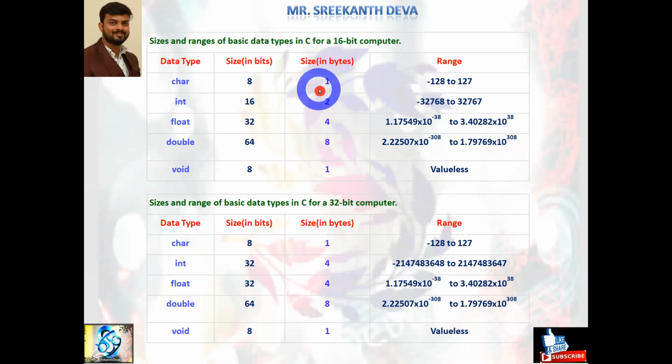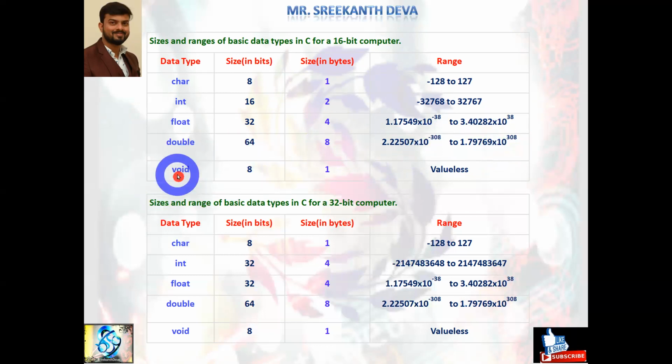Float occupies 32 bits, which means 4 bytes of memory. 8 bits represents 1 byte, so 32 bits means 4 bytes of memory. Its range is 1.17 into 10 to the power of minus 38 to 3.4 into 10 to the power of 38. Generally these float and double values are measured in the form of exponents. Double is a keyword. It also represents floating point values. It occupies 64 bits, 8 bytes of memory, with range 2.2 into 10 to the power of minus 308 to 1.79 into 10 to the power of 308.